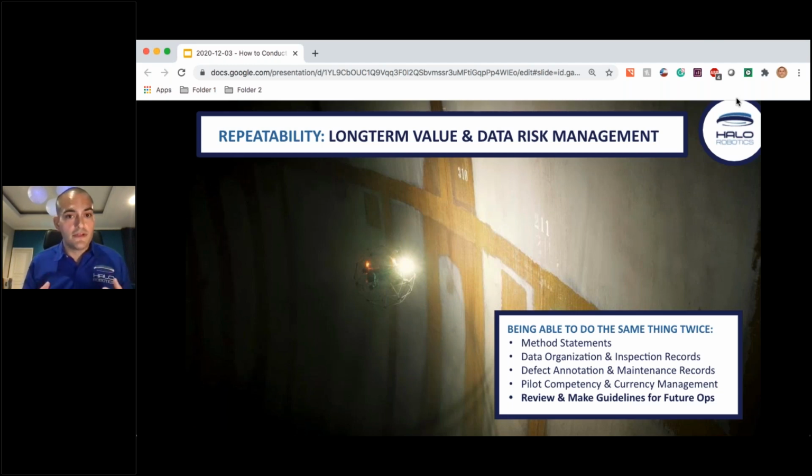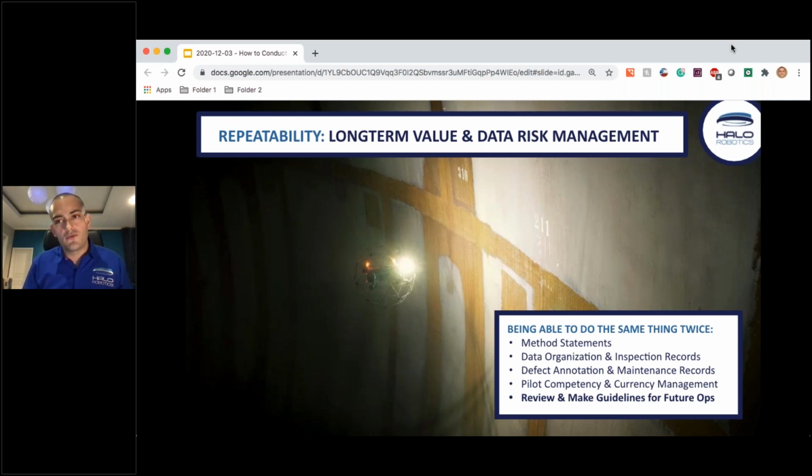But in terms of asset integrity management, going back to what's the point of a drone program, it is to create real value over the long term. And so we want to be able to repeat that evaluation again and again and again. And so repeatability is the key thing to attend to, in terms of the success of a drone operation, but also the risk.